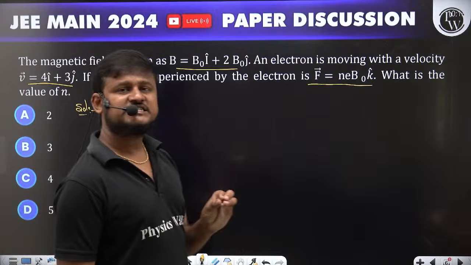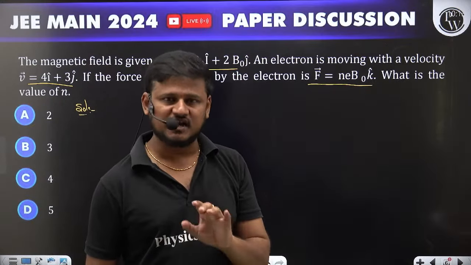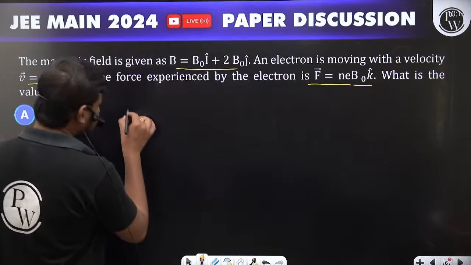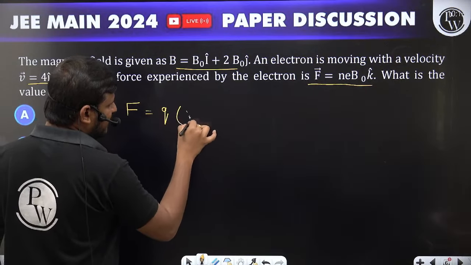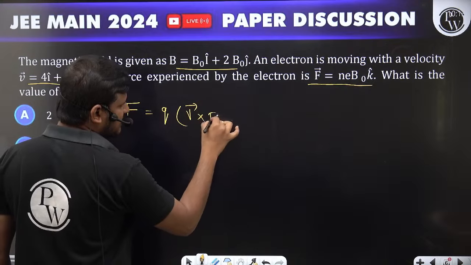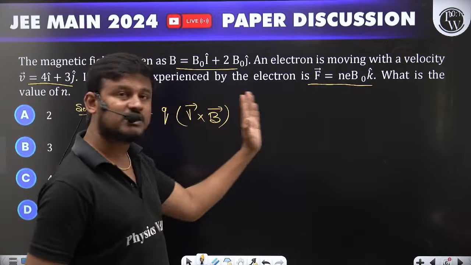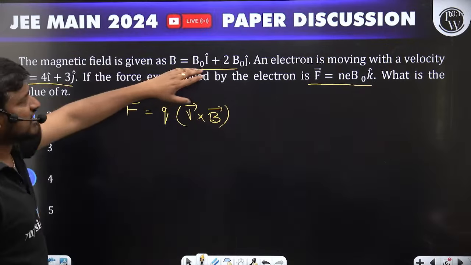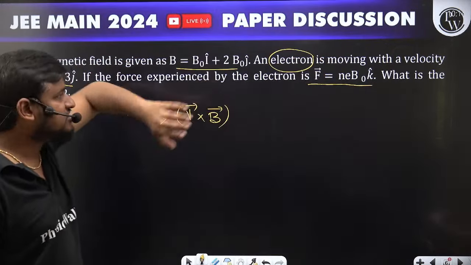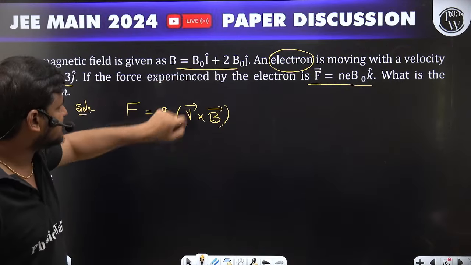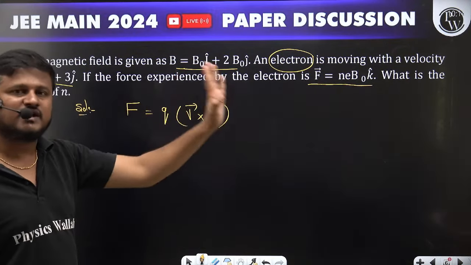So when a charged particle is placed in the magnetic field, it experiences the magnetic force. So what is the magnetic force formula that we have? Which is Q into V cross B, right? So this is the basic formula, QVB sin theta or Q into V cross B. So now here the charged particle is electron. It is placed in the magnetic field. The field vector is given, and its velocity vector is given. That's why I am taking the formula in vector form.